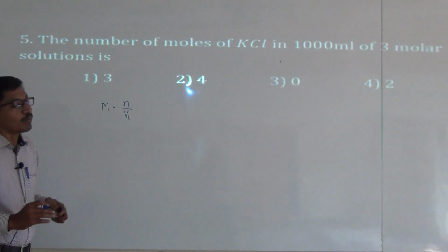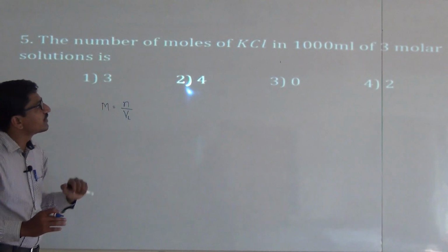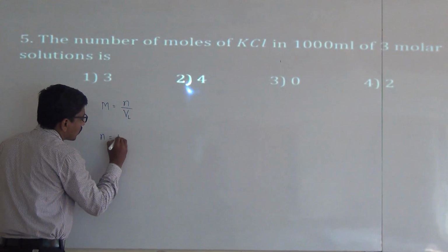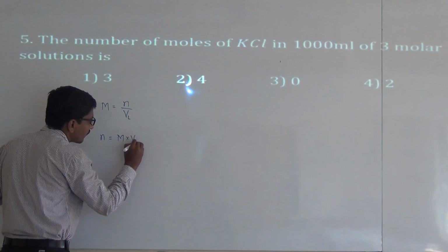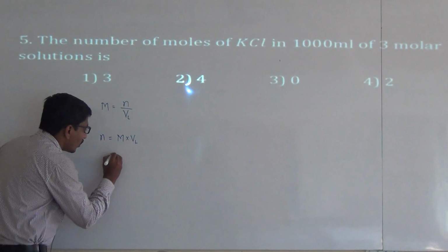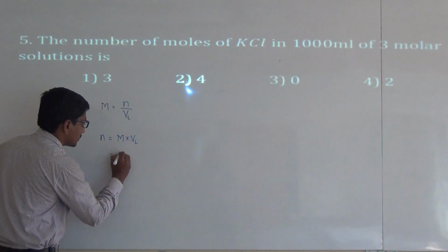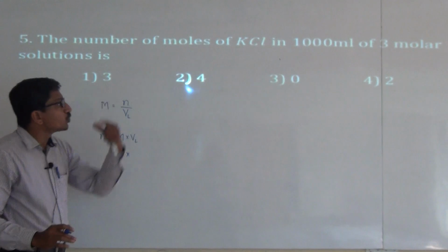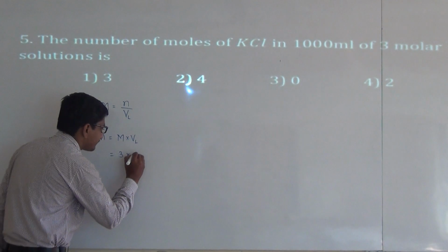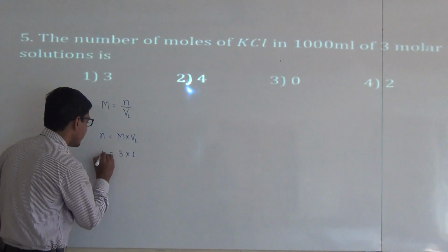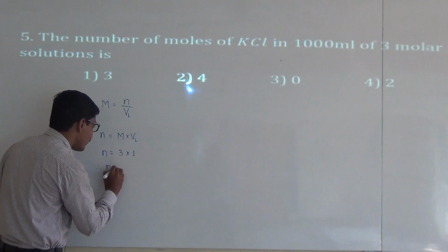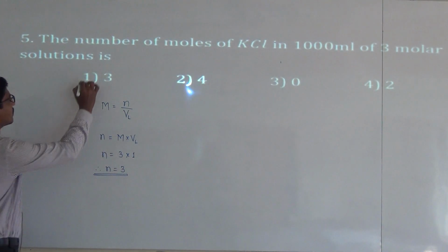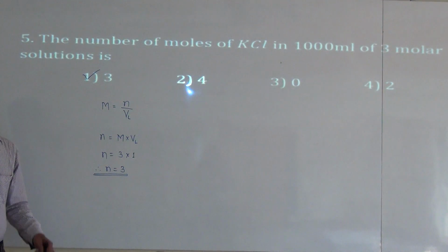They have given the molarity of the solution and the volume of the solution, and they asked for the number of moles. n is equal to M into V in liters. Molarity is 3 molar, so M is equal to 3, and the volume of the solution is 1000 ml, which means 1 liter. Therefore, the number of moles is 3. Option number 1 is the right answer.